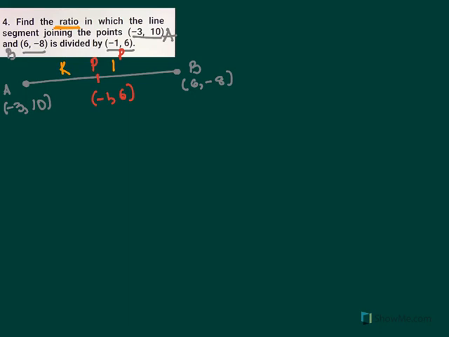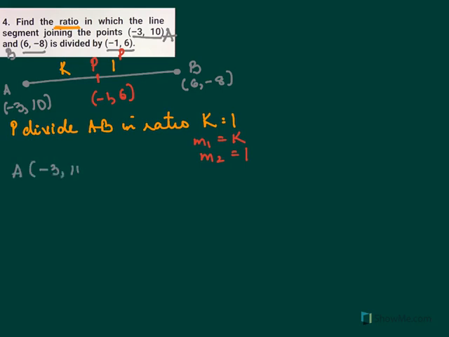So P divides AB in the ratio K is to 1, which is your M1 is K, your M2 is 1. Now what are your X1, X2? A is (-3, 10), so X1 is -3, Y1 is 10. B is (6, -8), so X2 is 6, Y2 is -8.